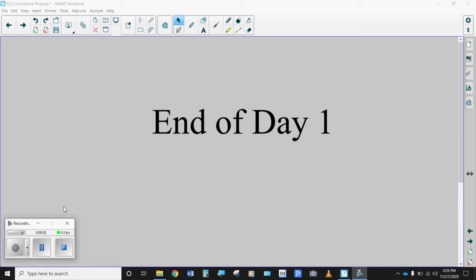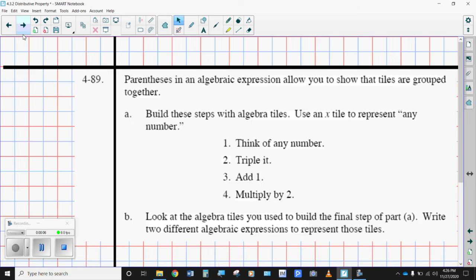Alrighty, on to day 2 for lesson 4.3.2, distributive property. In this part of the lesson, we are going to get more deep into what's going on when we use distributive property. Okay, so it says parentheses in an algebraic expression allow you to show that tiles are grouped together. So it says build these steps with algebra tiles. Use an X tile to represent any number.